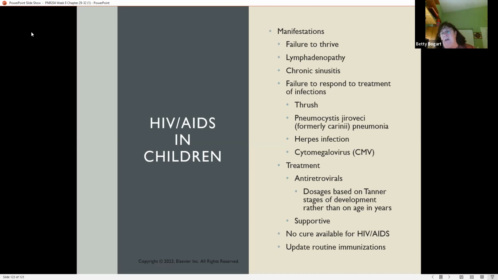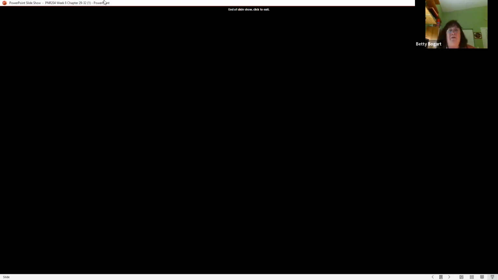With HIV, it's a virus that makes your whole body weak, so there's failure to thrive. All of the lymph nodes will be elevated, and they'll be chronically getting ill. Anything with yeast, thrush, and PCP pneumonia is the big respiratory thing. Herpes, any virus, CMV, cytomegalovirus. Treatment for any virus, they are going to treat with antiretrovirals. At birth, when they know mom has HIV, they're going to be given antiretrovirals to try to boost their immune systems. And we know there's no cure, but we need to keep them up to date on their immunizations.